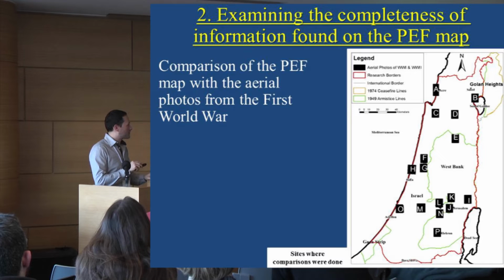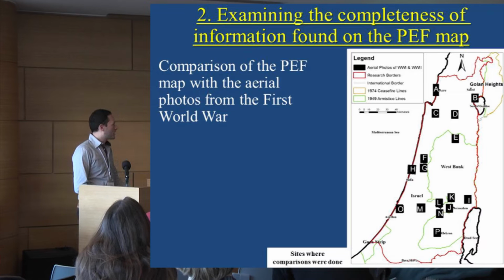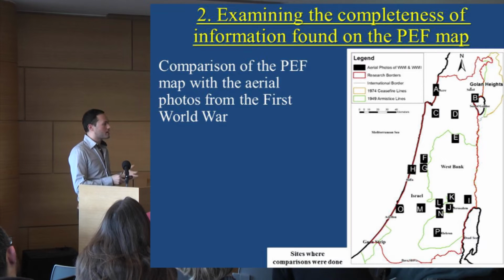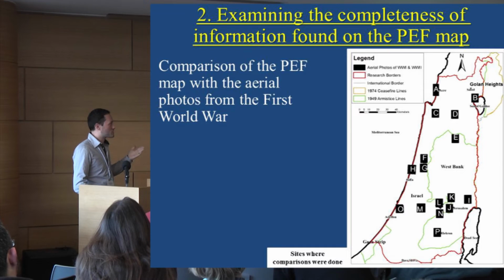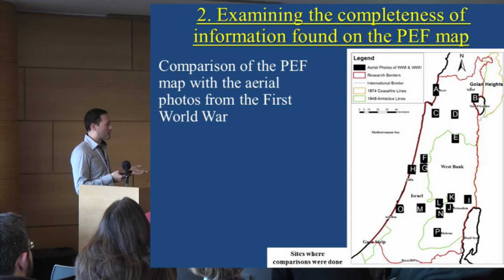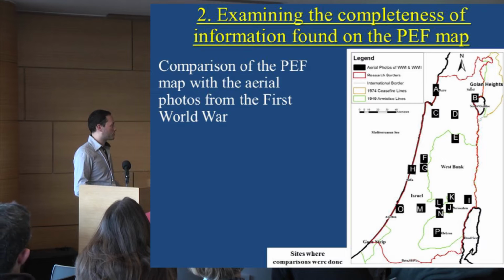These are the 16 sites chosen to be compared. Those sites were chosen for three reasons. The first reason, they had a large variety of landscapes. The second reason, we wanted to cover the research area as much as possible, so we tried to cover it from north to south, from east to west. And the third reason is that not all of Palestine at that time was covered with aerial photos, and this is what we could find to compare the PF map to.